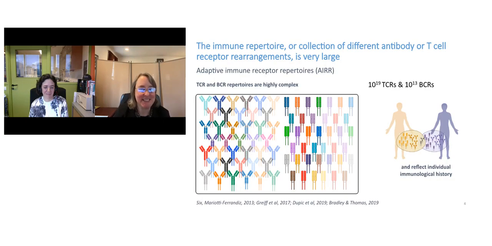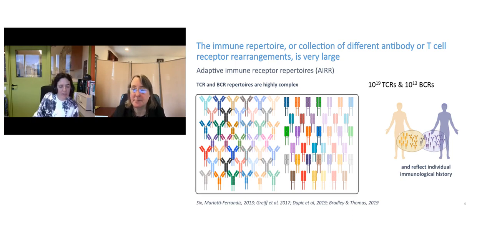So Encarnita. Hello, everyone. So good morning or good afternoon, as Sylvia said. So yes, I'm going to really briefly introduce what immune repertoires are, and especially what adaptive immune repertoires are. As you all probably know, what we call adaptive immune receptor repertoires is the collection of the different antibodies or T-cell receptors rearrangements that one can identify in a given individual.